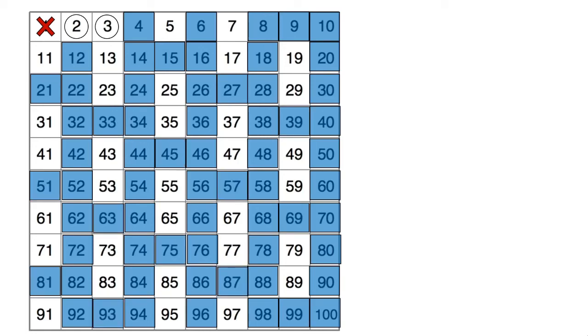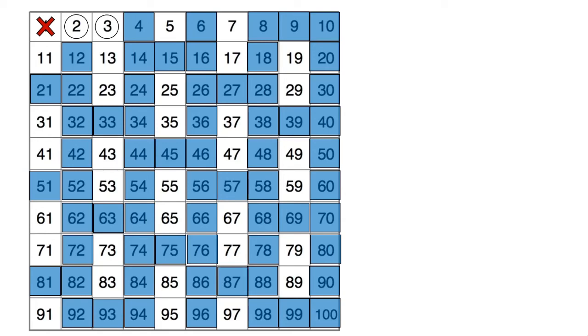Some of them have already gone, but that's okay. We don't need to get rid of them twice. They've already gone, they've already gone. So now we've got rid of everything that's in the 2 times table and the 3 times table except 2 and 3. Next number up from 3 is 4, but 4's already gone. We can ignore it. Next number up from 4, though, is 5.